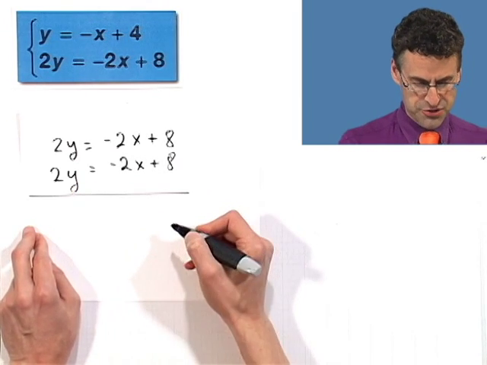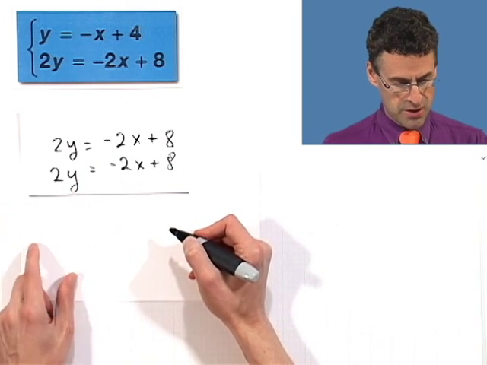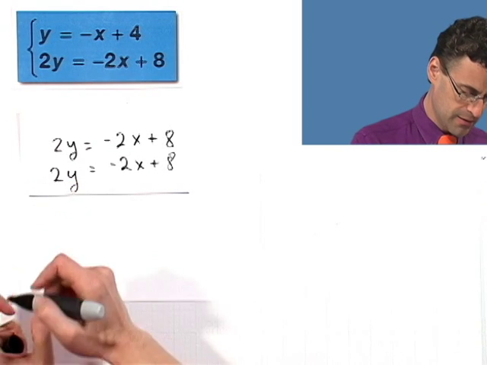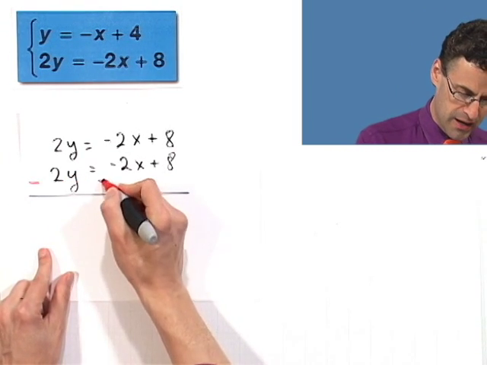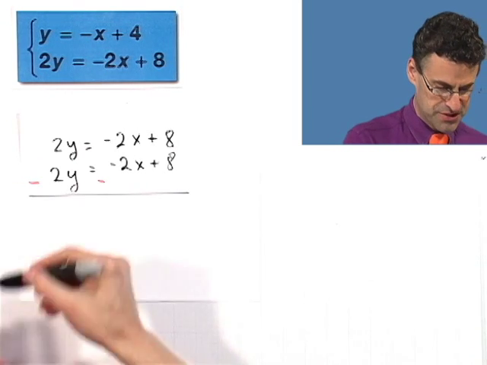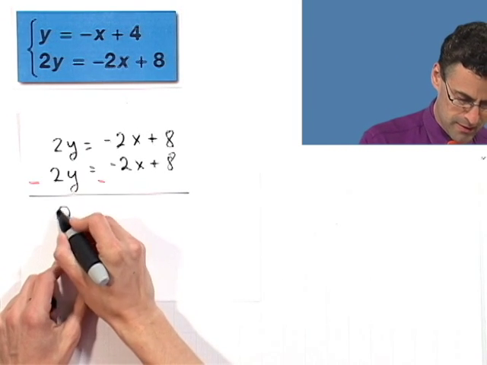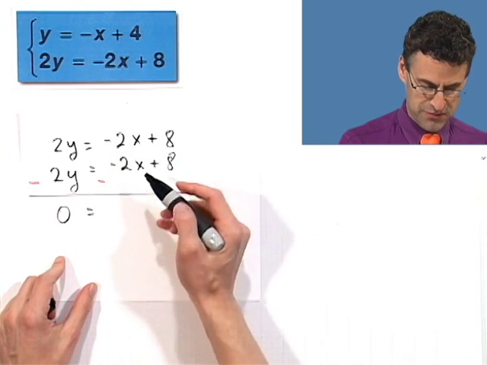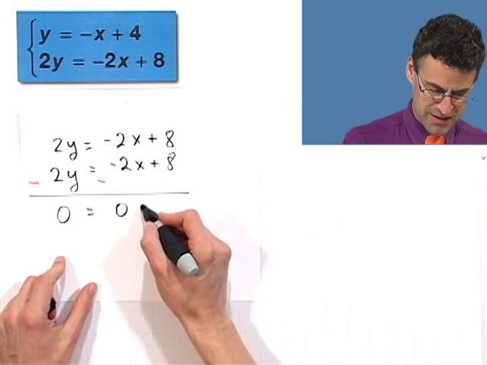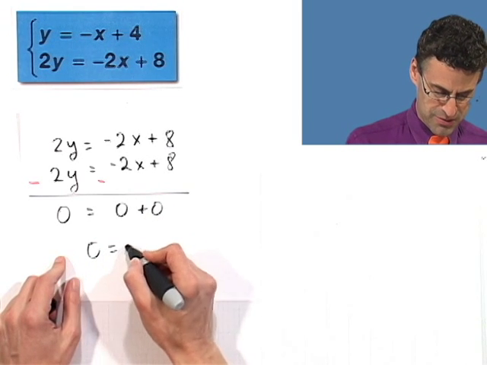And now what I'll do is, to try to get rid of the y terms, I'll just subtract both sides from each other. So that 2y minus 2y will actually add to give 0. So that's kind of awesome. But notice on the right, there's a lot of awesomeness. Negative 2x minus negative 2x, that's 0. And 8 minus 8 is 0. And so here I see 0 equals 0.